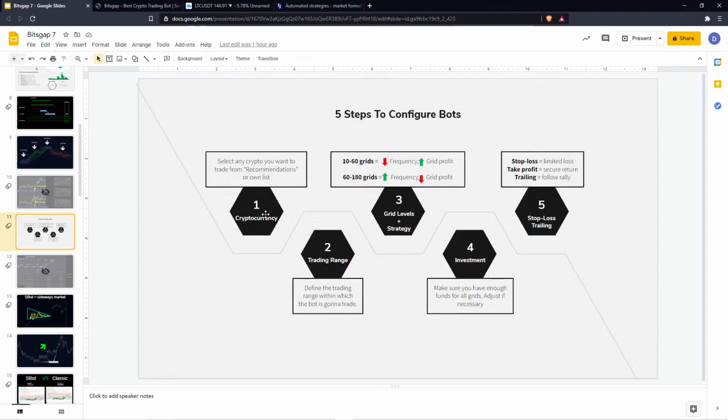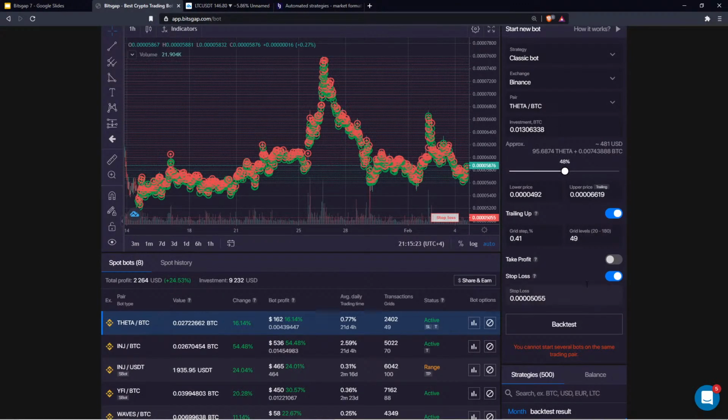Select crypto, select the trading range based on the market phase, select the grid amount based on the cryptocurrency's volatility. So if the volatility is severe enough, then having less than 60 grid levels makes sense. If the volatility is low, then having more than 60 grid levels makes sense in this case. Select your investment and make sure you use all of the tools that we have, like the stop loss, trailing up, so everything here is at your disposal.